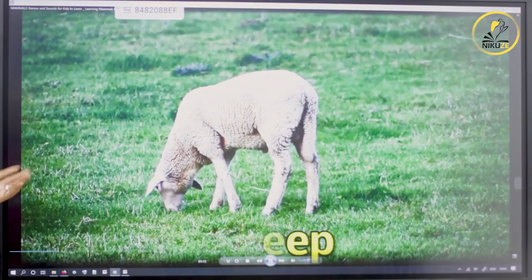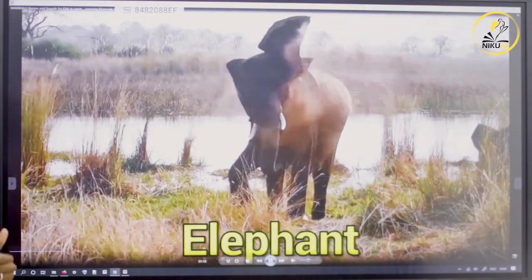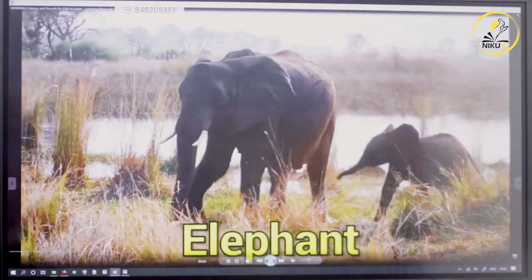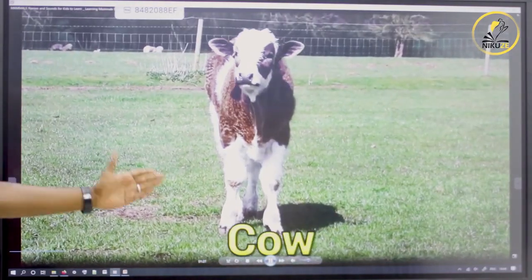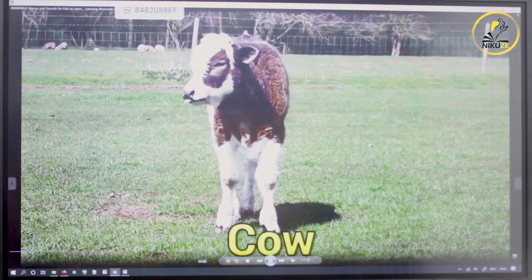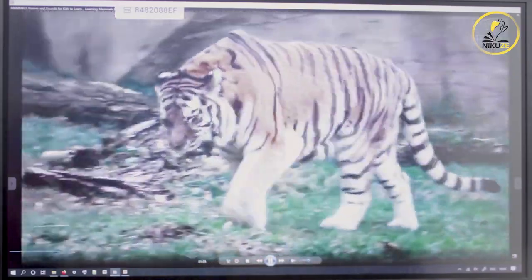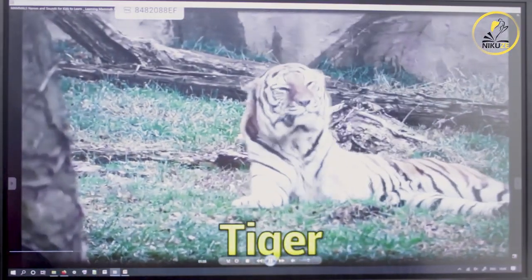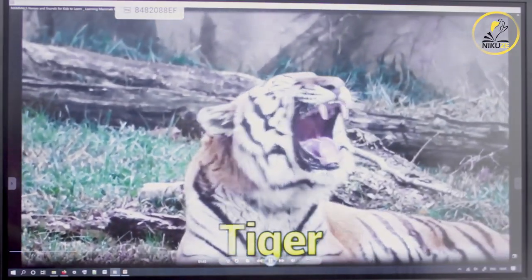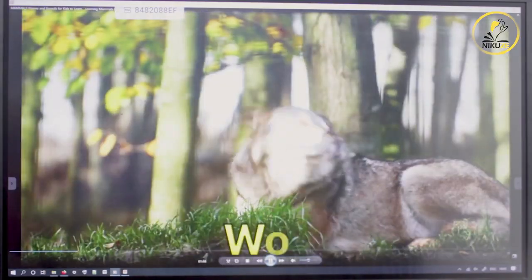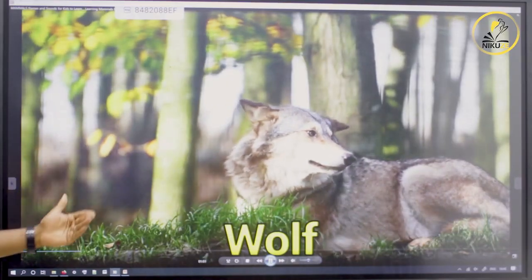Then there are quite a number. We have another one, the elephant. The elephant is a mammal that is found in the forest. It is not a domesticated one. Okay? As you can see, all of us know the cow. We keep it at home. It's also a mammal. A tiger. A tiger is also a mammal, but you can't keep it at home. Wolf, also a mammal, but found inside the forest.